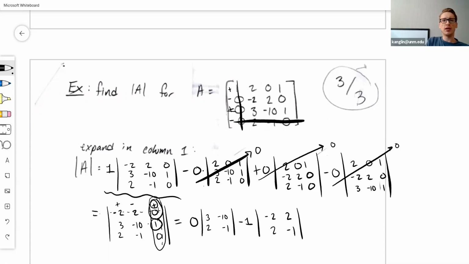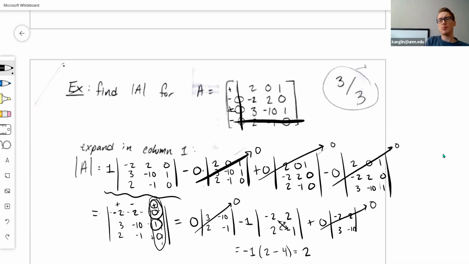Finally, down to the end, plus, minus, plus again for this guy. 0 times -2, 2, 3, -10. Okay. So let's see what we get from here. Again, utilizing all these zeros makes it kind of easy. These guys fall out. We just have -1 times -1 times -2 is 2. -2 times 2 is 4. So we get +2. So at the end of the day, the determinant of A equals 2.